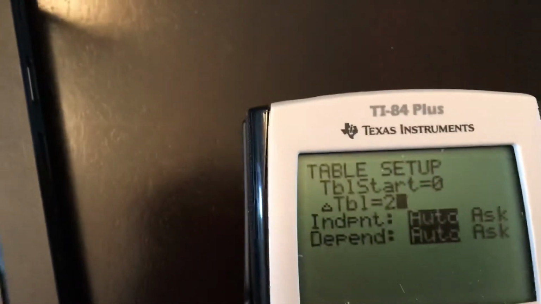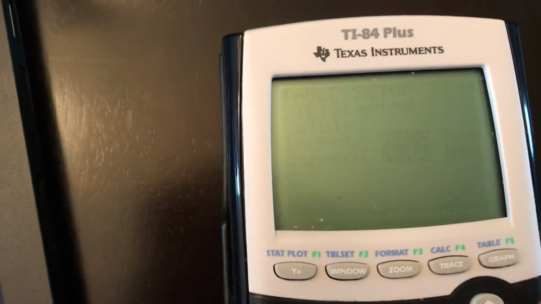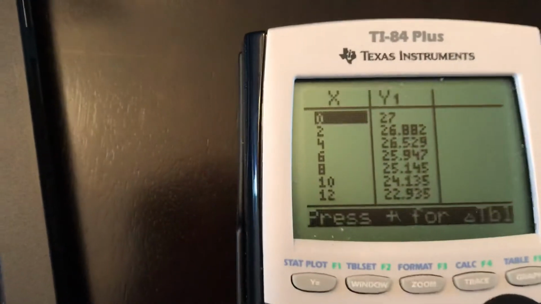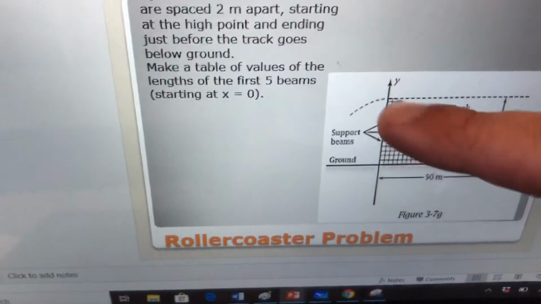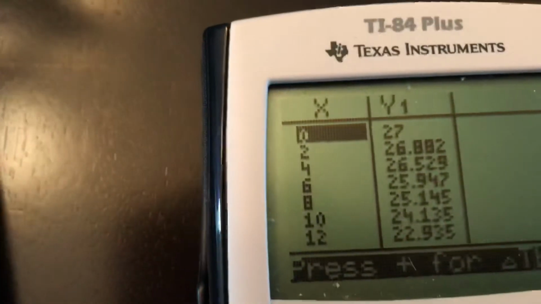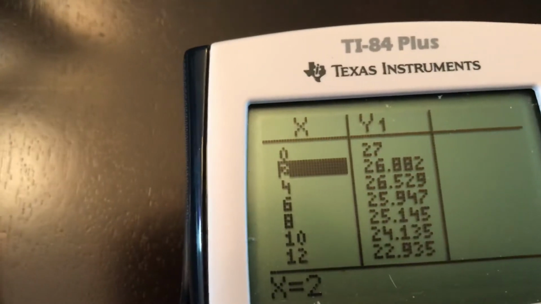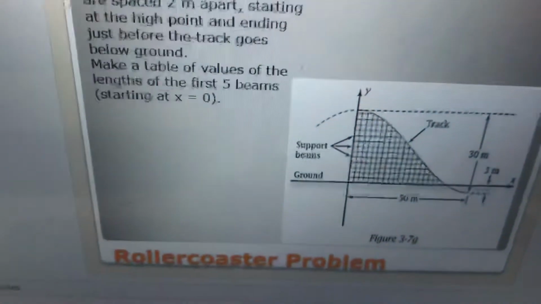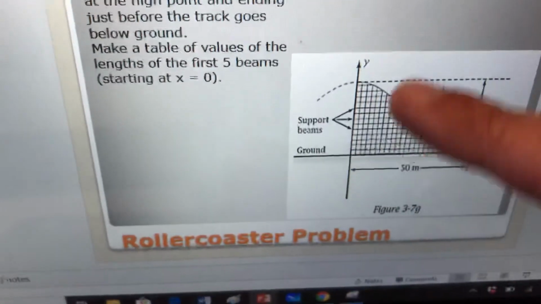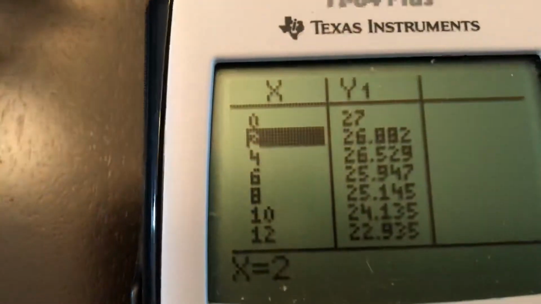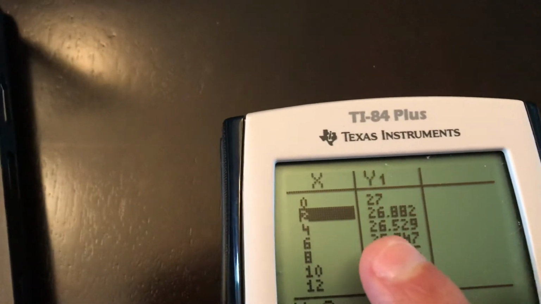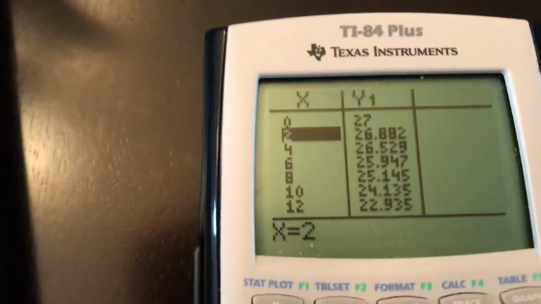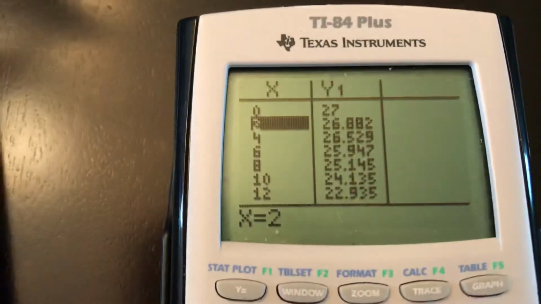Then go over to my table, and you can see at 0, it hits a y value of 27, which we knew, right? It goes 27 feet up, so that first vertical bar there is 27 feet tall. If we go to the next one, notice that it's about 26.882 feet long, and if you look at the graph, it drops slightly, so that vertical bar should be a little bit shorter. And then if you move 4 feet over, the vertical bar is about 26.529 feet long, and so on. So it's a really nice option, and it saves you the time of having to type all that in your calculator.